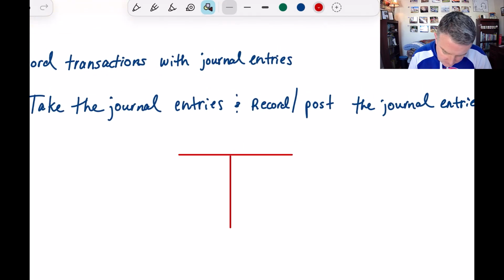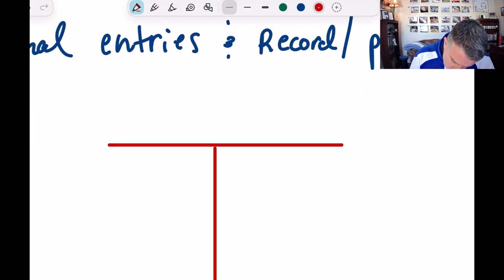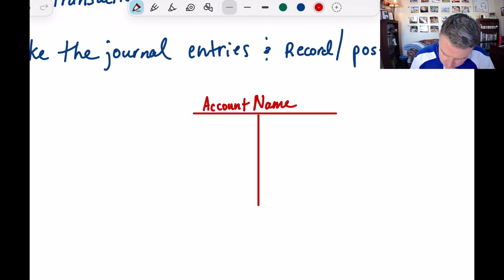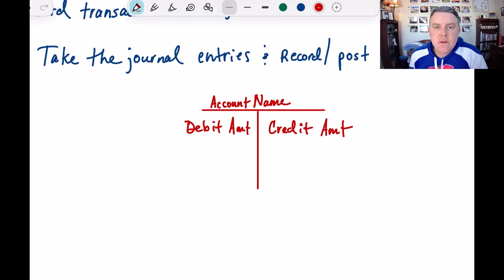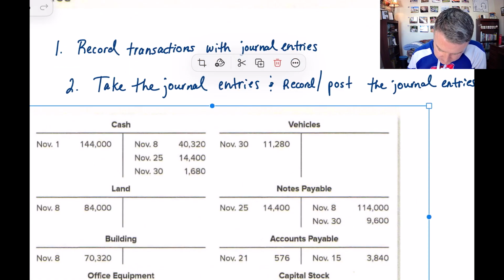At the top of each account, we're going to write the account name. If in our journal entry we debit that account, we'll write the debit amount on this side. And if we were crediting the account, we would write the credit amount on the right-hand side. What this allows us to do is to total up all of the journal entries that have been recorded for a single account. So if you look back at the T accounts that were given to us, we'll paste these in here so we can see.